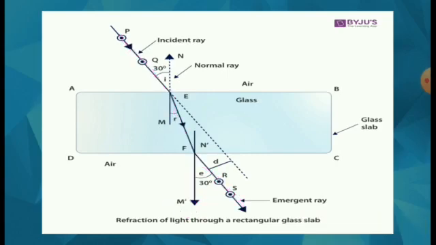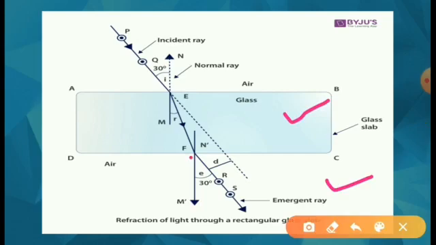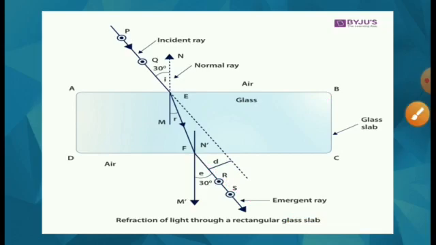So what you can see here, this is the medium, which is air. When light passes from air, that is the rarer medium, to glass, which is the denser medium, it changes its direction. You can see here. Even while going from the denser medium, that is glass, to air, again light changes its direction. So it is clear from this experiment that light changes its direction when it goes from one transparent medium to another transparent medium.